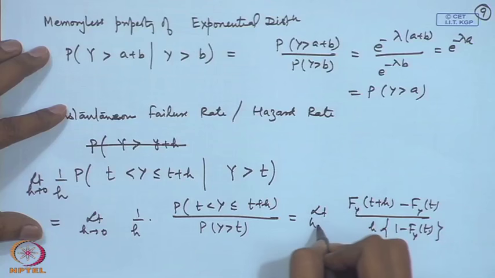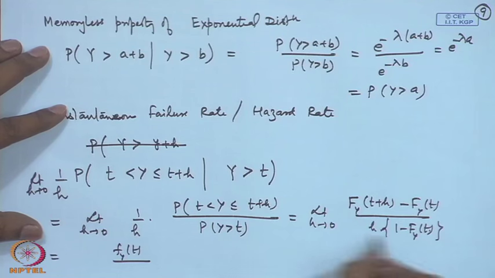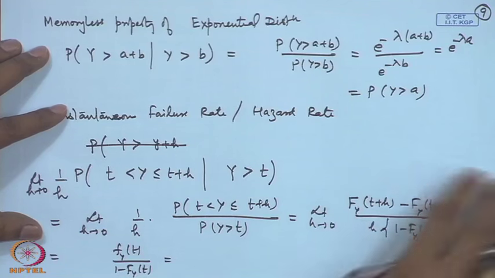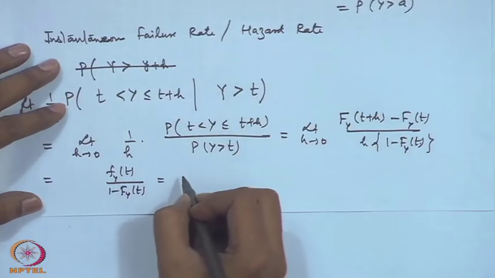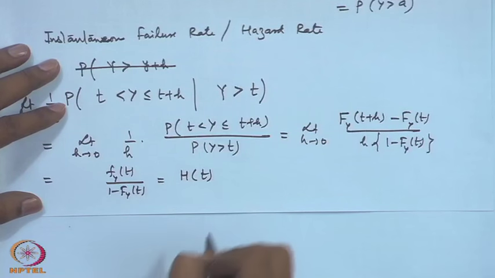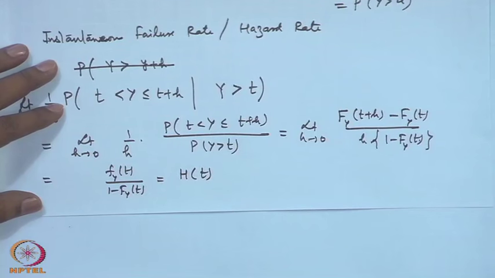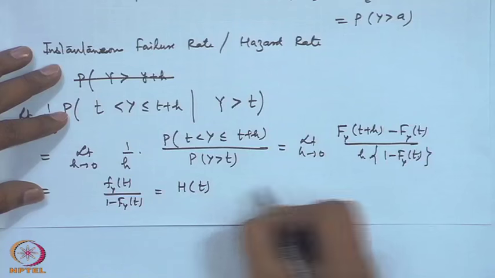Now, we are taking the limit as h tends to 0. So, this becomes the density function, that is f(t) divided by 1 minus F(t). This is called the instantaneous failure rate or hazard rate of the system. The notation for this is h(t), hazard rate, or sometimes z(t) is also used.